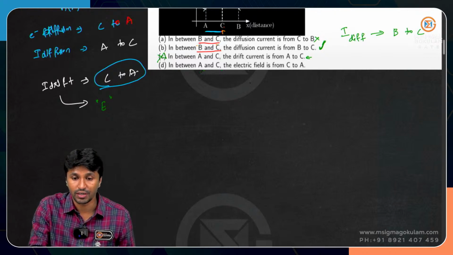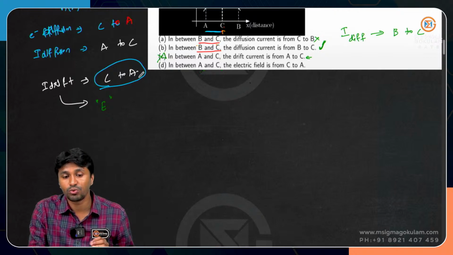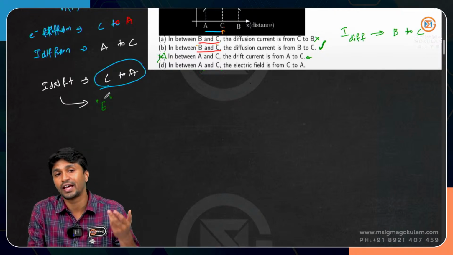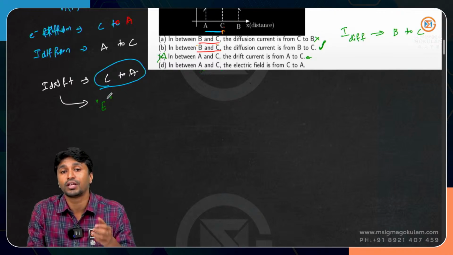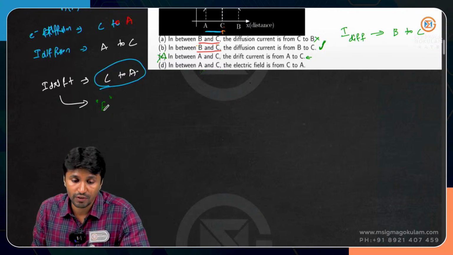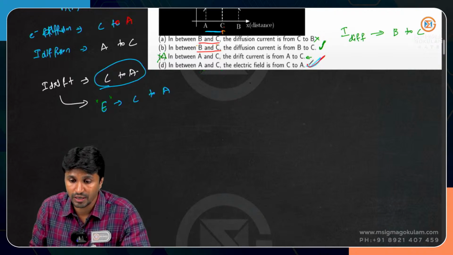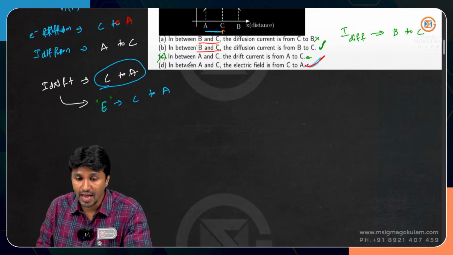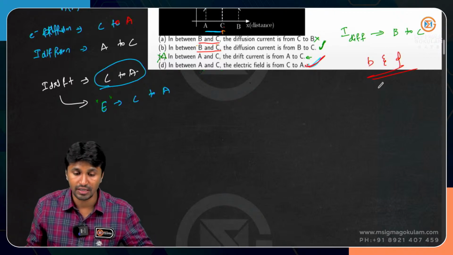Look at this one. I have just concluded that the drift current is from C to A, and obviously the drift current flows in the direction of the E field. This induced E field is due to the non-uniform doping. So the E field should be in the direction C to A, right? So this is also correct. Option D is also correct. So in this particular case, options B and D are correct.